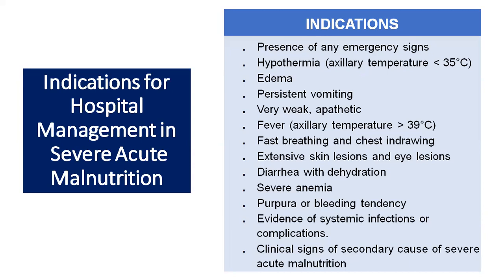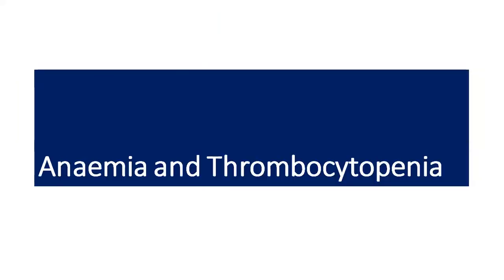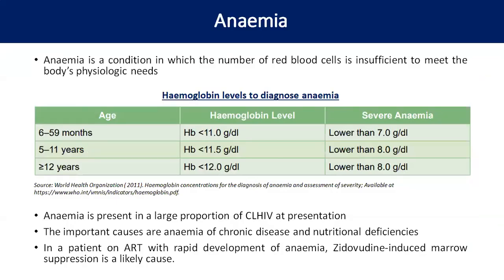So after malnutrition, we'll move ahead with the next complication. We know that anemia is a condition in which the number of RBCs is insufficient to meet the body's physiological need. So there are cutoffs to label anemia. In the age group from 6 months to 59 months, that is 5 years, anemia is defined as Hb level of less than 11 gram%. From 5 to 11 years, less than 11.5, and 12 years and above, any Hb of less than 12 is labeled as anemia.